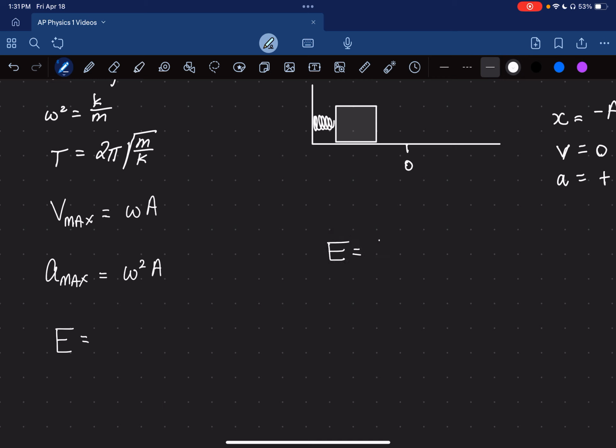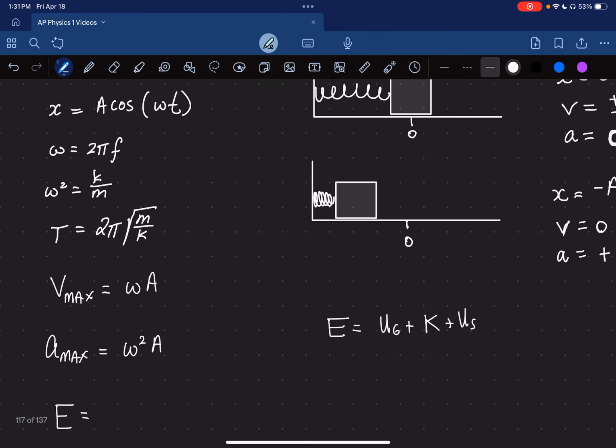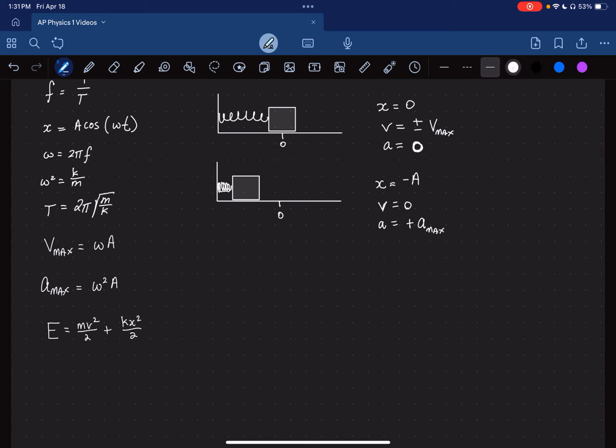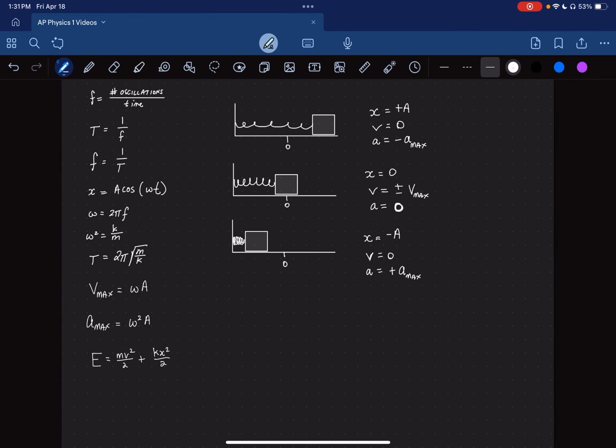Remember that energy is, okay, normally we say UG, we have kinetic energy, and then we have spring potential energy. The way we've drawn it here, it's all at the same height, so let's just get rid of that. And so really we're just talking about K plus US. So this would be mv squared over 2 plus kx squared over 2. So that's another equation we can use for the mechanical energy. I said energy earlier, the mechanical energy of the spring mass system.